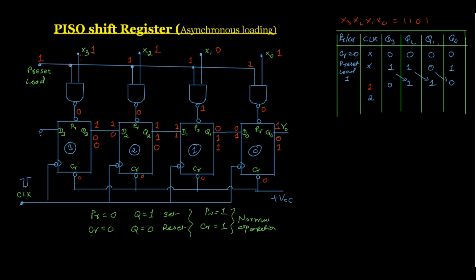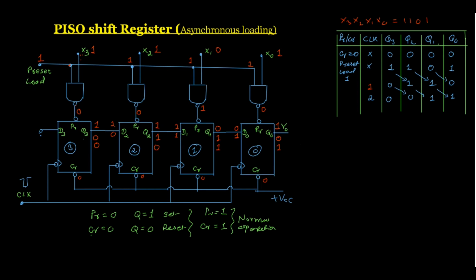So at the end of the second negative edge clock pulse, remember, the Q3 is 0, this is also a 0, this one is 1, and the Q0 is 1. Means this one is transferred, and the Q1 output is also transferred to Q0. And the same thing we can say, whatever the 0 was on Q3 is also transferred to Q2.